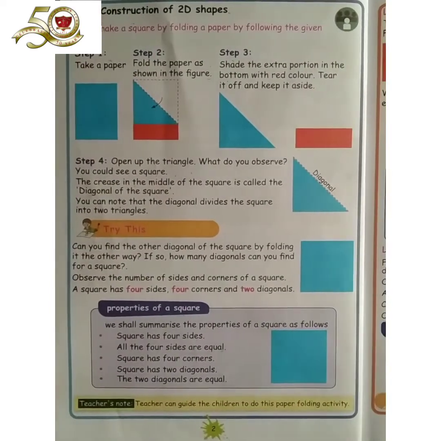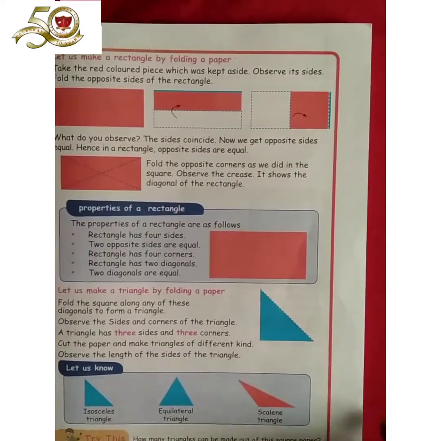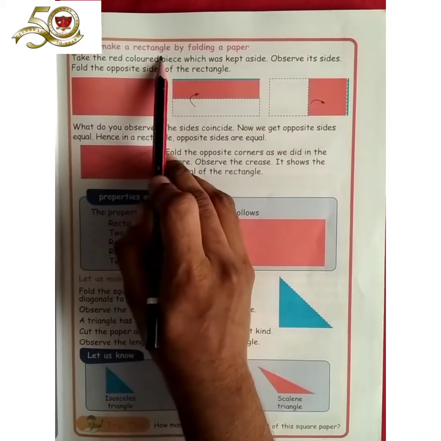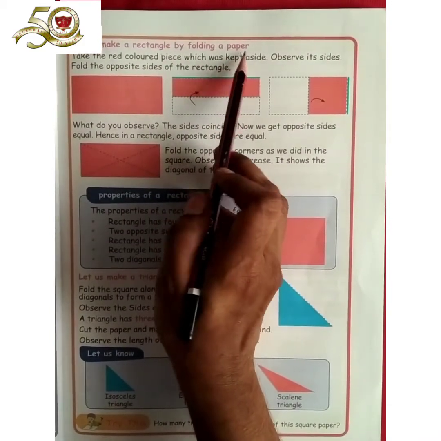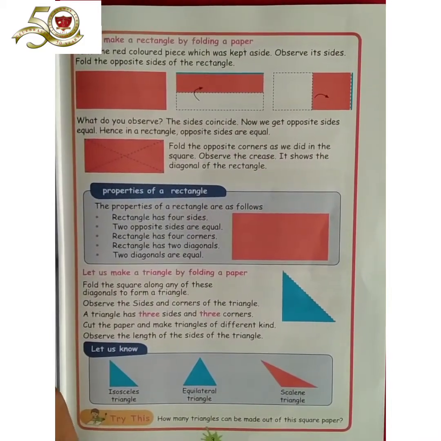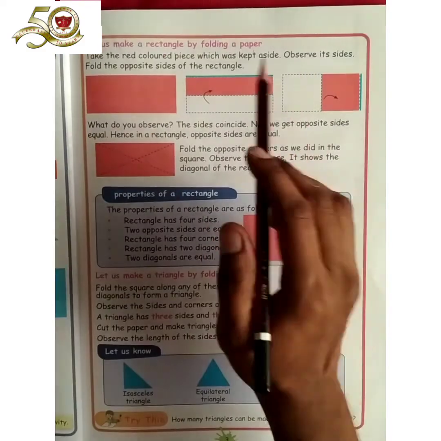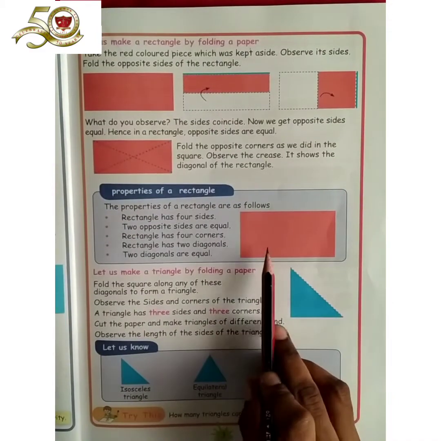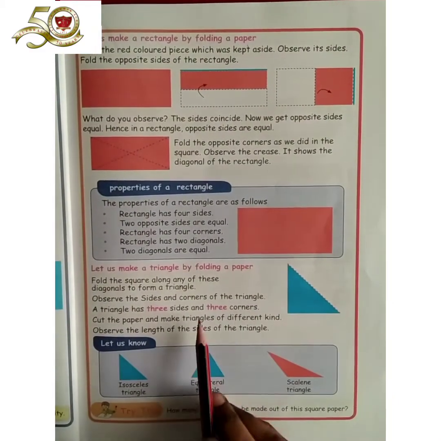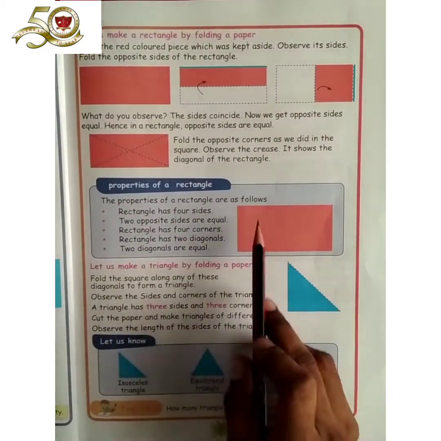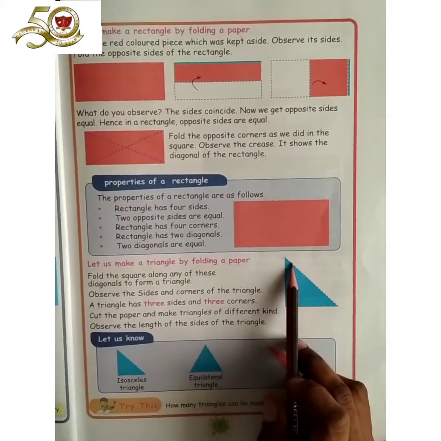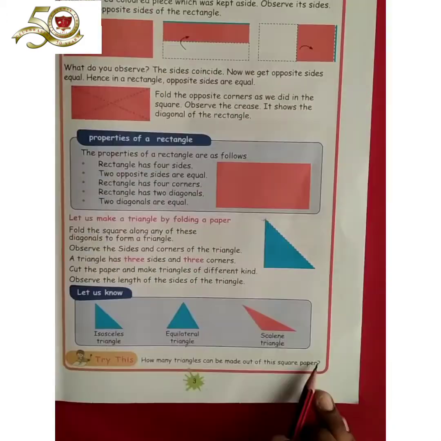And students, now I am going to give you one activity. You have to make a rectangle by folding a paper, which you have seen in a video, isn't it? Now I showed you how to make a square by folding paper. You try this and make a rectangle shape and write its properties below the rectangle. Do it in your activity note.